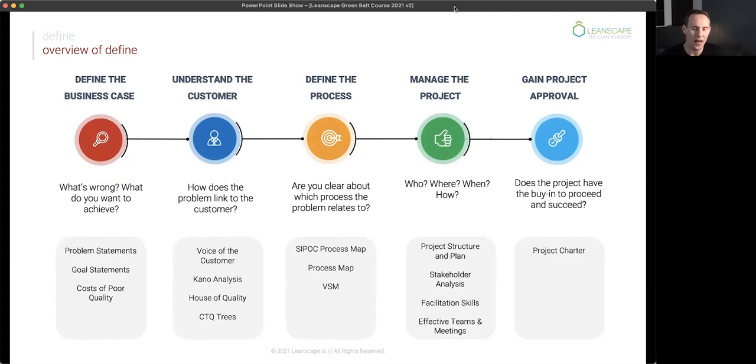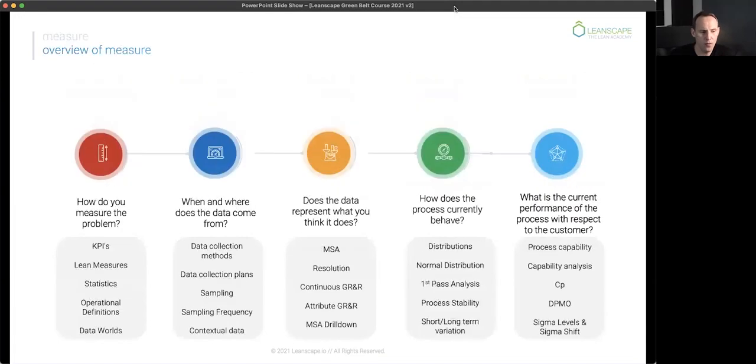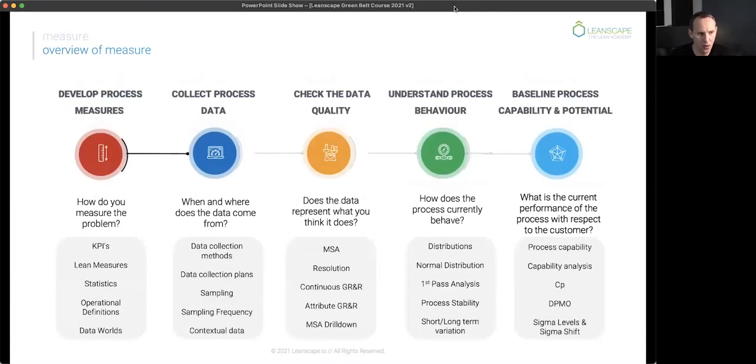Once again, without that buy-in at the end there, without defining what the problem is and getting everybody behind to agree that this is the problem and this is what we want to try to achieve, we won't gain that project approval. And if it doesn't tie into what the business is trying to achieve or what you're trying to achieve in your area, you won't get the support you need to make it happen. So that's really, really key. So this is define.